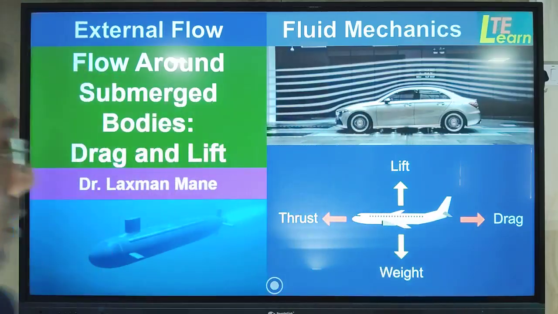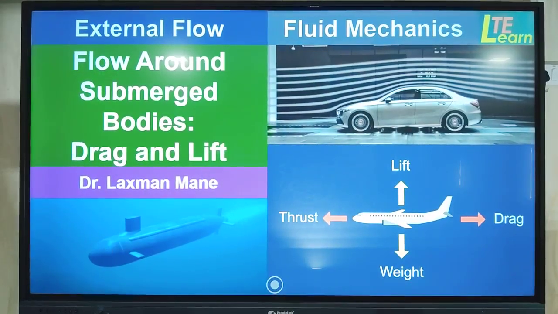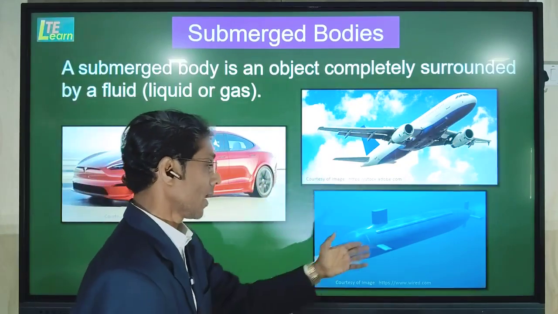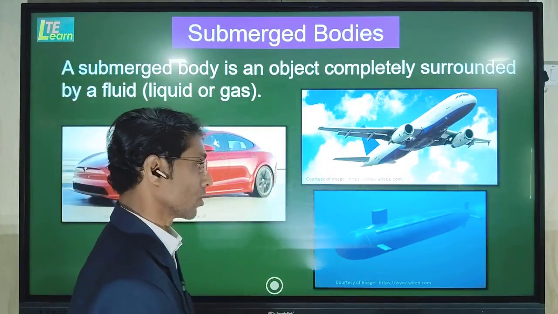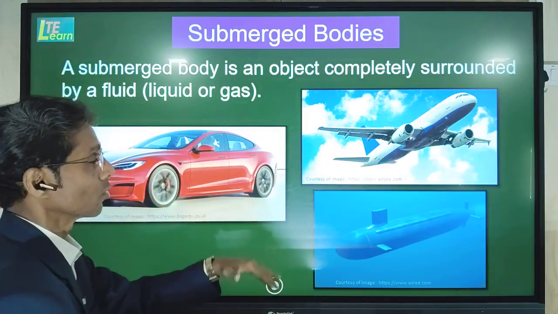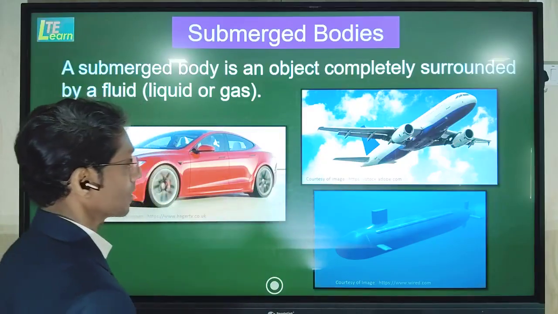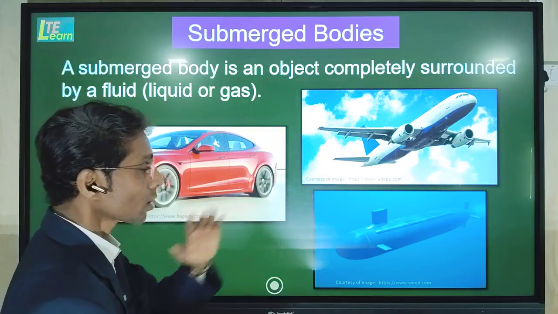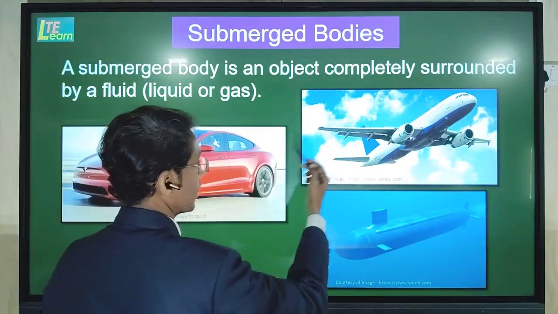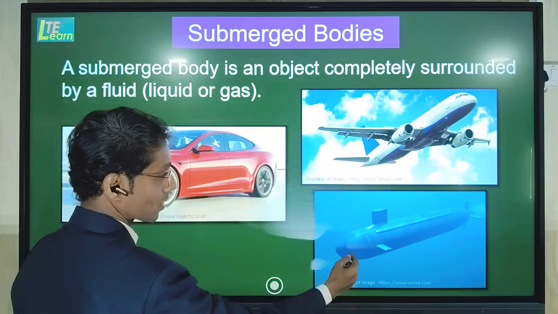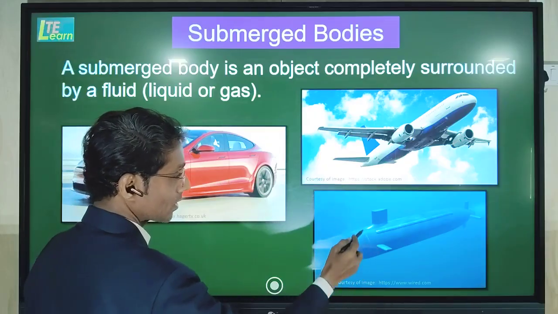In order to understand the submerged body, let us take an example. Here we see a car is moving on the road, an aeroplane is flying in the air, and a submarine is moving under the seawater. In all three cases, the object is passing through a fluid, or fluid is passing over the object. It may be either air, gas or liquid. In case of car and aeroplane, the object is moving through the air, and in case of water, the submarine is moving inside the water.